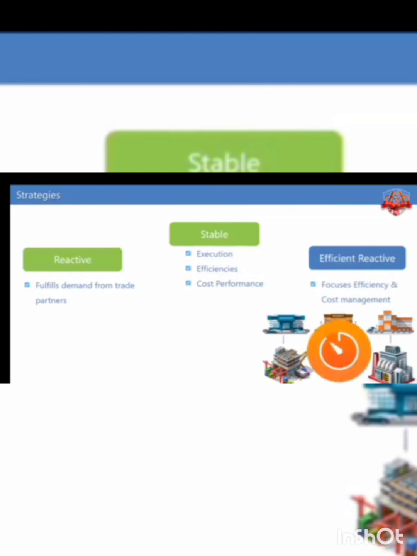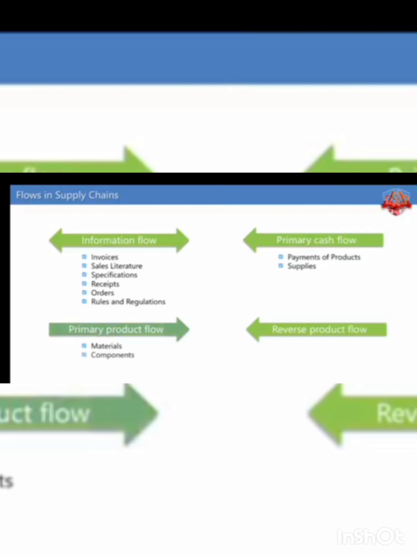Then we are going to look into something which is very important, that is flow in supply chain. First one is information flow, which includes invoices, sales literature, specifications, receipts, and rules and regulations. Then coming to second one, primary cash flow includes payment for products and suppliers. Third one is primary product flow, which includes material, component supplies, services, and finished products. Then coming to reverse product flow, which includes returns for repairs, replacements, recycling, and disposal.